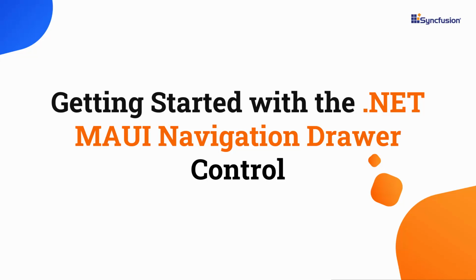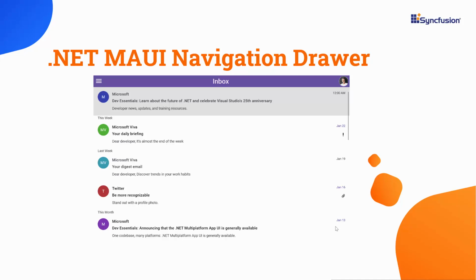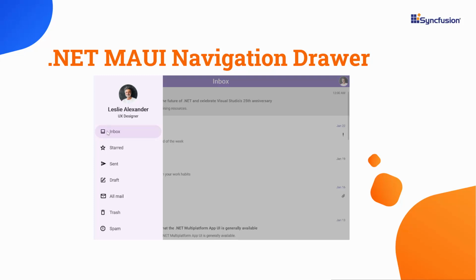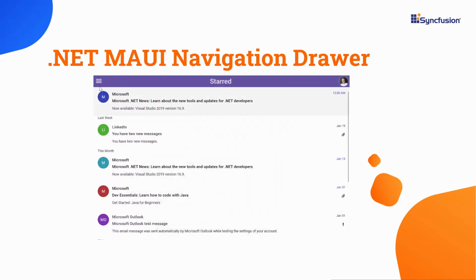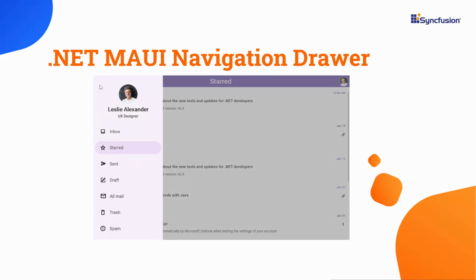Welcome to the .NET MAUI Navigation Drawer control tutorial. The Syncfusion .NET MAUI Navigation Drawer is used to create a navigation pane in the application. It consists of a content area and a sliding pane that slides out from the edge of the page.